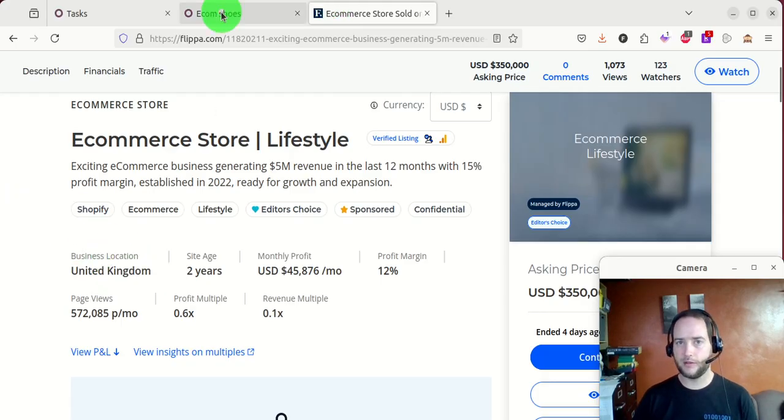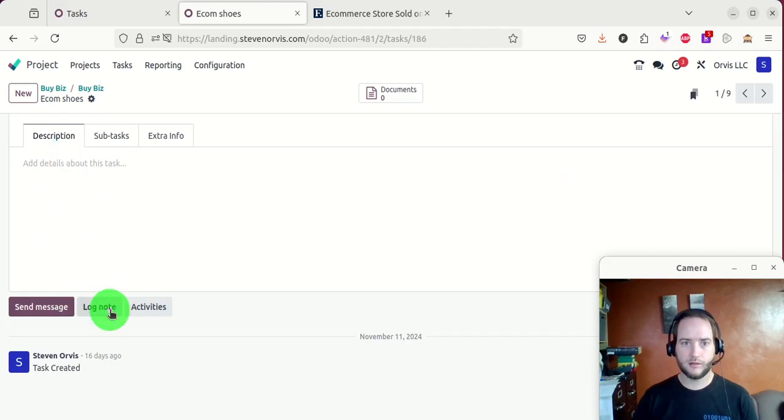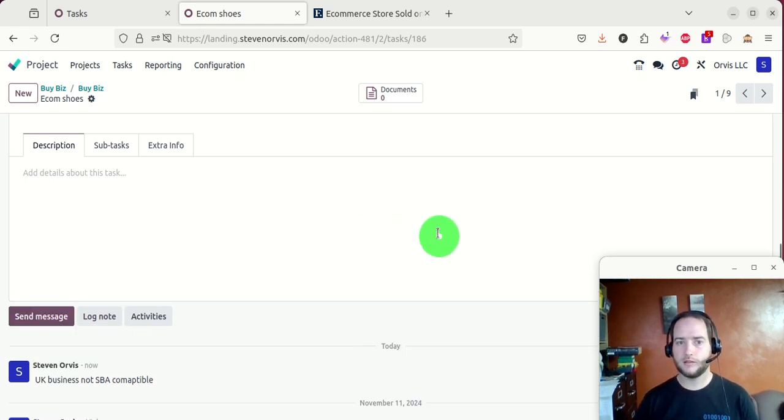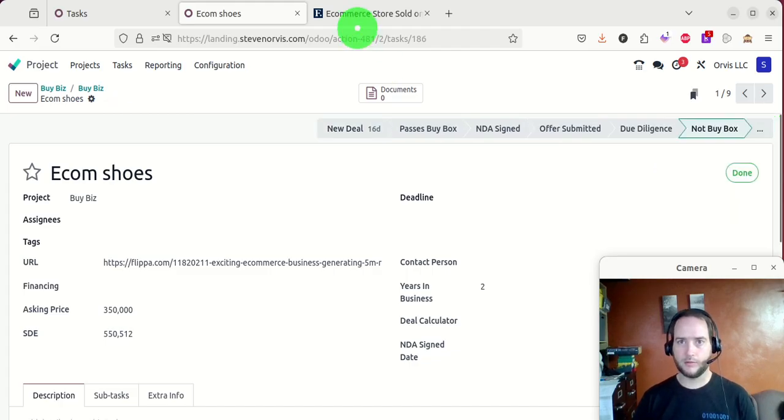All right. So SBA loan is out, and I'm going to right now kill it. Log note. UK business, not SBA compatible. Alright, logging the note and moving on. That one was interesting though. I'm not sure why it was such a low multiple.